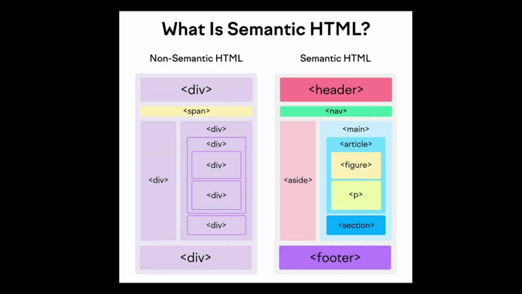What is semantic HTML? Semantic HTML clearly describes its meaning to both the browser and the developer. Non-semantic HTML includes div and span, which tell nothing about the content. Semantic includes elements like form, table, article, and it defines what it contains.